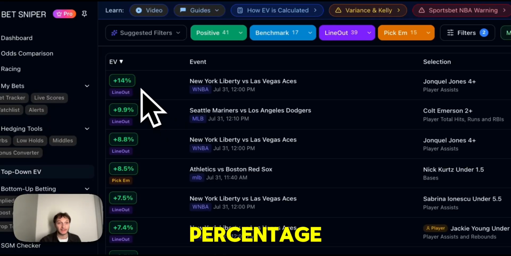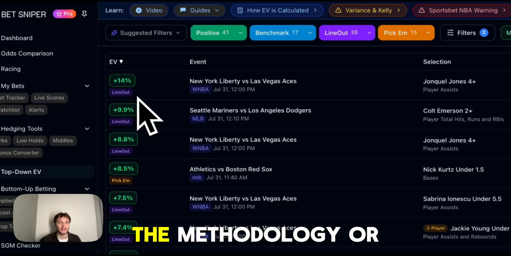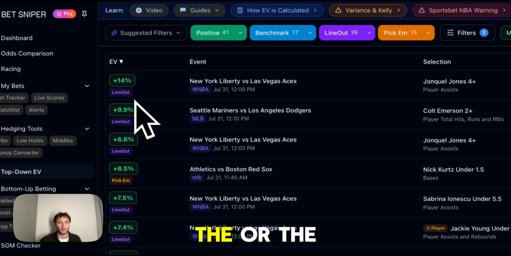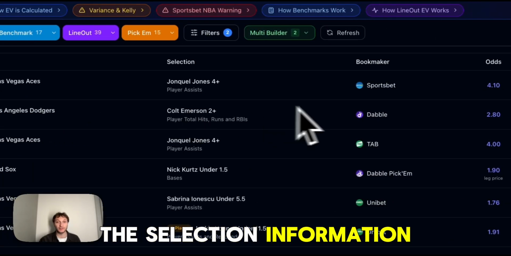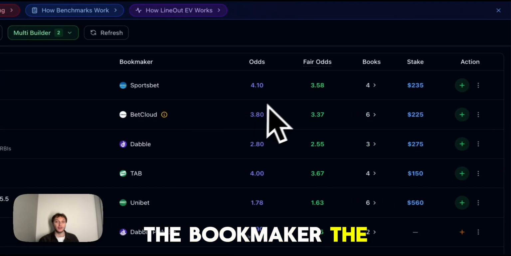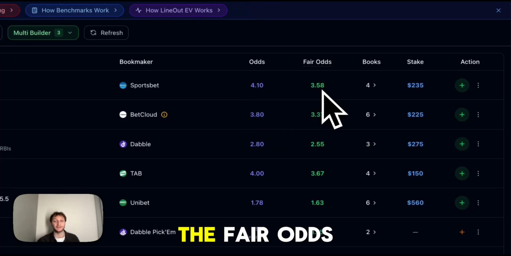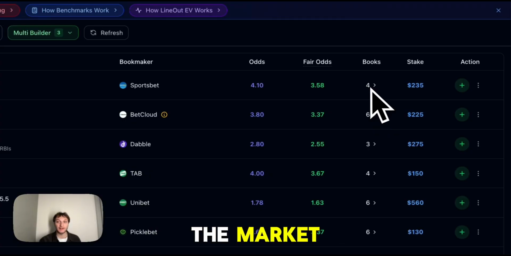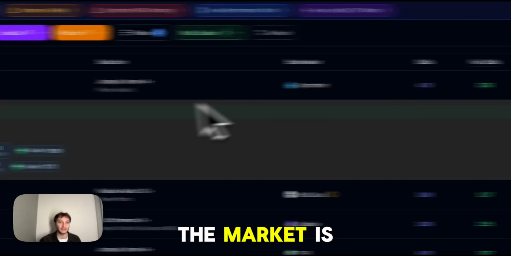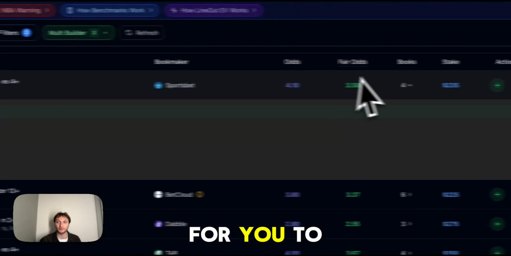You have your EV percentage, which is how much you would expect to make per unit staked on this bet, the methodology or the tool it's coming from, so line out in this instance, the event information, the selection information, the bookmaker, the odds that you need to be betting it at, the fair odds of the market, and then you can also open up how many books are priced in the market and see where the rest of the market is at, as well as some extra information for you to consider.